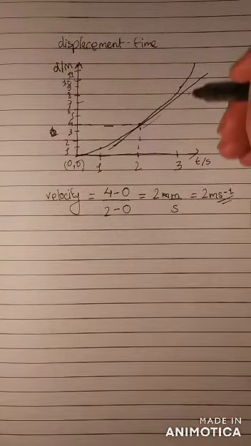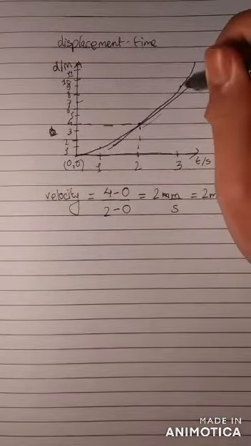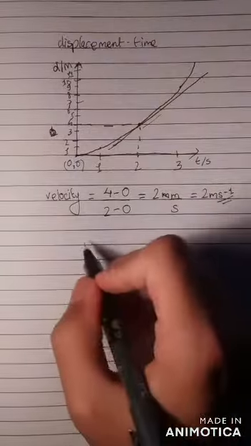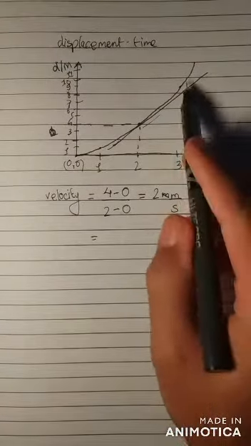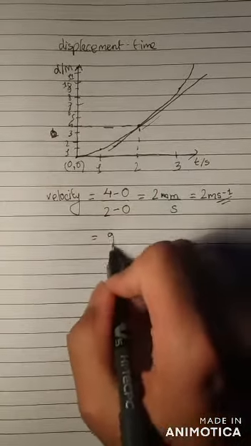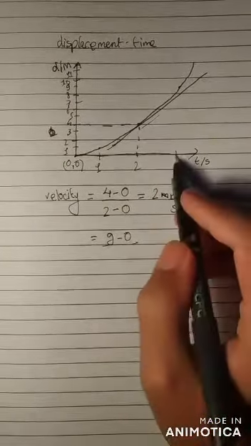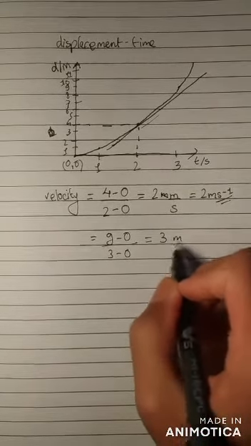This can be applied anywhere, even here. On the y-axis it is 9, so 9 minus 0, over 3 minus 0, which is 3 meter per second.